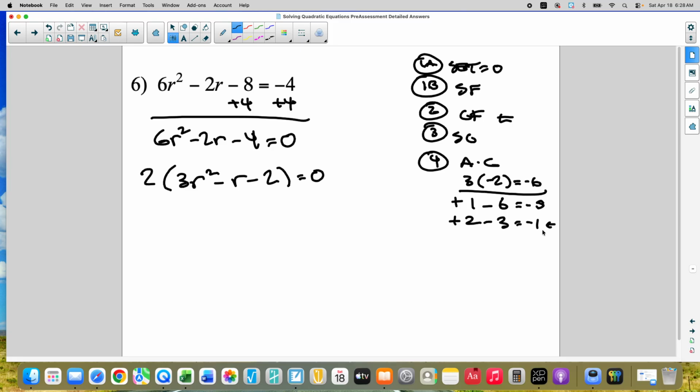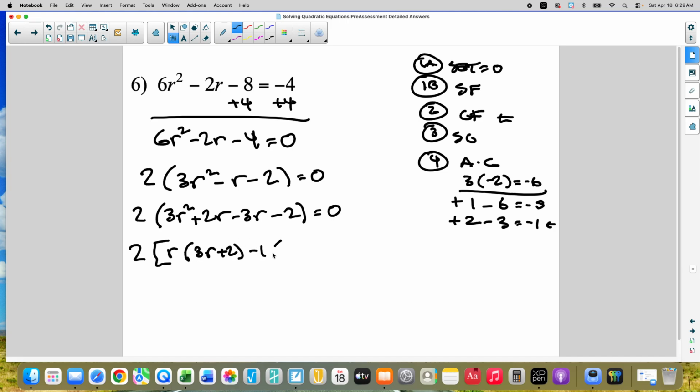Negative 1 is my middle. So 2, 3r squared plus 2r minus 3r minus 2 equals 0. What are we going to factor out? We're going to factor out an r, giving us 3r plus 2. We're going to factor out a negative 1, leaving us with 3r plus 2. So 2 times the quantity 3r plus 2, r minus 1 equals 0.